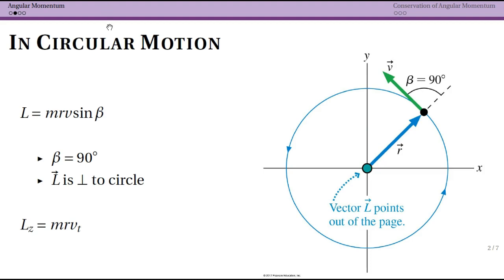This starts to make a little more sense when we think about circular motion. Imagine I have a point going around in a circle, which goes around the origin. In this case, we again have m r v sine beta, but here beta is 90 degrees. Sine of 90 is 1. So angular momentum is now just m times the radius times the tangential speed. If this is uniform circular motion, that's constant.